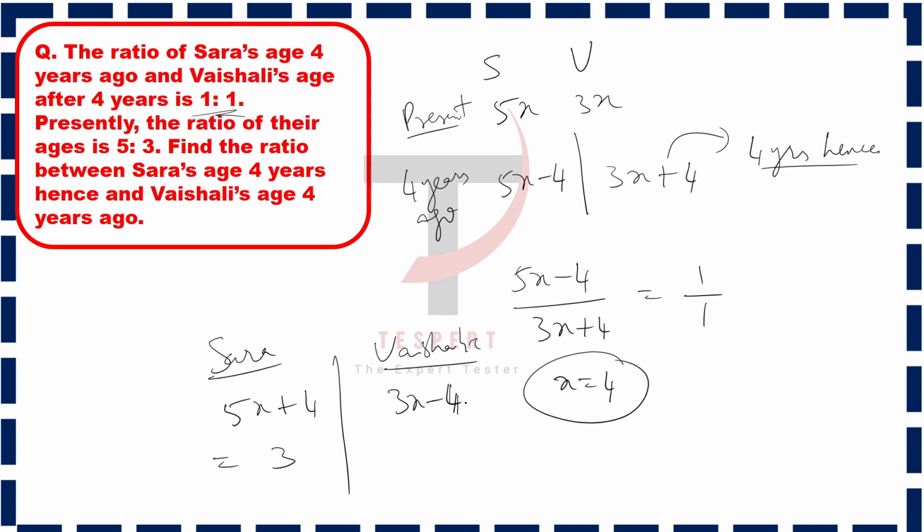Of course, it is asked 4 years hence. We calculated this, but ultimately we are asked to find out Vaishali's age 4 years ago. So we must subtract 4 years from the present age, right? So 3x minus 4, which is equal to 3 into 4 minus 4. So after calculation, you will get as 1. So what is the ratio of Sarah's age 4 years hence and Vaishali's age 4 years ago, it's 3:1.